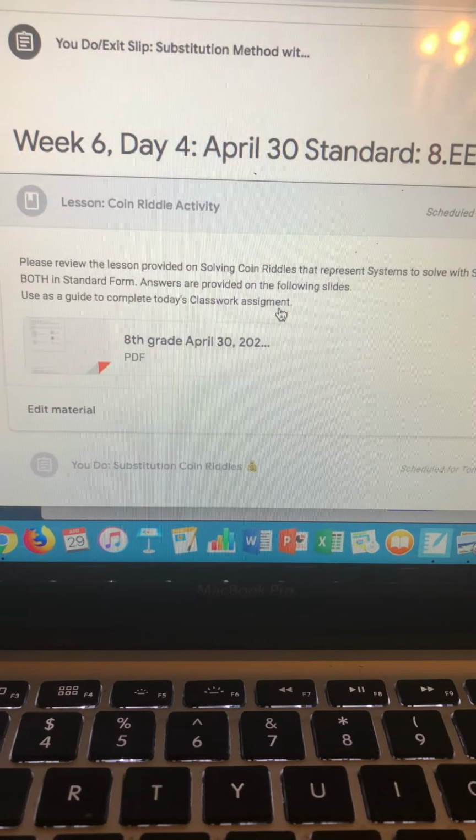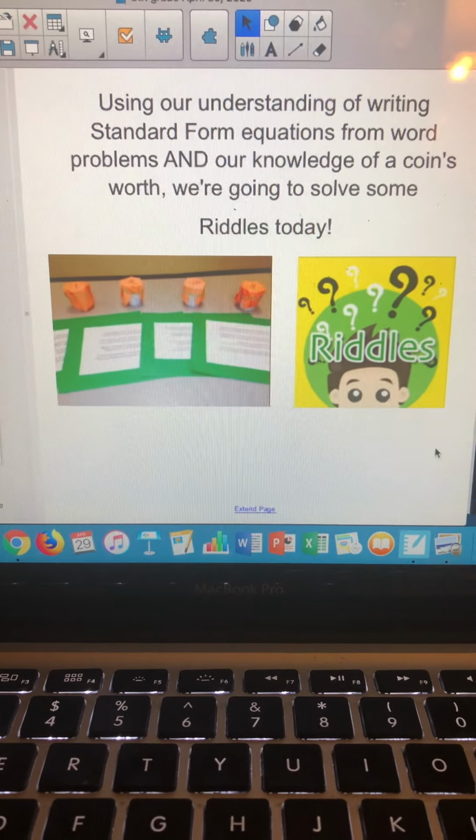So the warm-up goes over how much each of the coins are worth. So I hope that all of us know these answers, but you will need them for the activity today. So we know that a half dollar is 50 cents, quarter 25, nickel 5 cents, penny 1 cent, and a dime is 10 cents. Okay, so we're going to use our understanding of writing standard form equations from word problems and our knowledge of a coin's worth, and we're going to solve some riddles today.